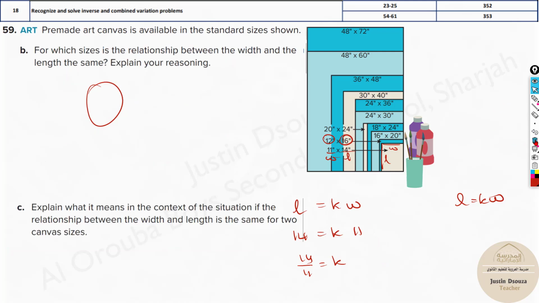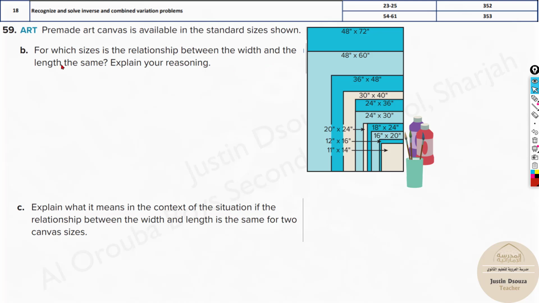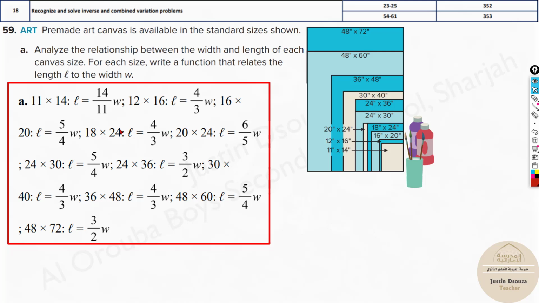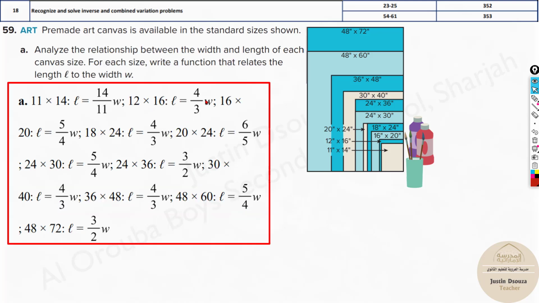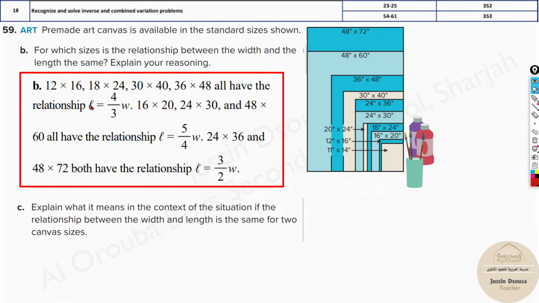And over here they have asked, for which sizes is the relationship between the width and the length the same? Okay, you need to see where you're getting this k value equal. So you're getting some values 4 by 3, 4 by 3 over here many times, and 5 by 4 is also the same over here at times. So you have to just tell which are those. So we found out 4 by 3 is for 12 by 16. 4 by 3 is for over here 18 by 24. So these are the values you should just mention over there. They're all having a certain k value, that is this relationship. Then again, which are others having 5 by 4.